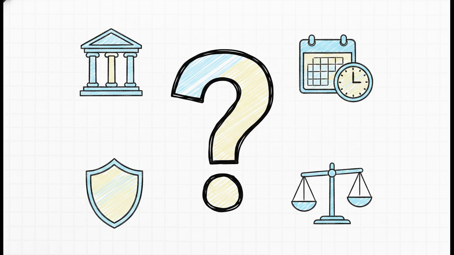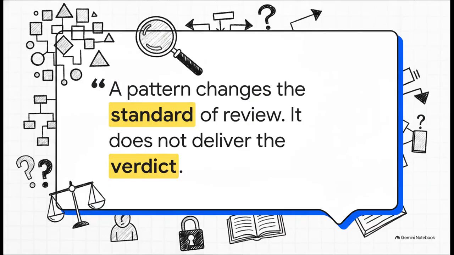If you haven't answered every single one of those questions, you've merely identified an observable discrepancy. You haven't established its actual cause. Which brings us to the core evidentiary problem, captured perfectly right here. A pattern changes the standard of review. It does not deliver the verdict. Finding a pattern absolutely increases the need for serious scrutiny, but it does not automatically establish who designed it, who understood it, if it was intentional, if every record is authentic, or if any laws were actually broken.